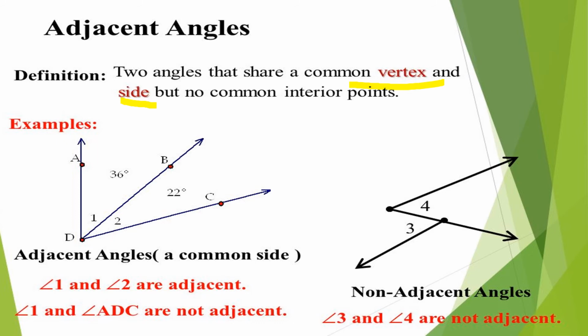See, these two are examples of adjacent angles. See the figure, it has a common side and a common vertex. So angle 1 and angle 2 are adjacent. Now see the next figure. It is angle 3 and angle 4. Do they have a common vertex? No. Do they have a common side? No. So they are not adjacent. Angle 3 and angle 4 are not adjacent.